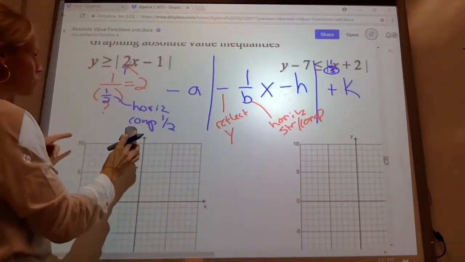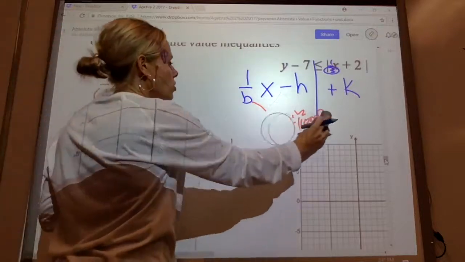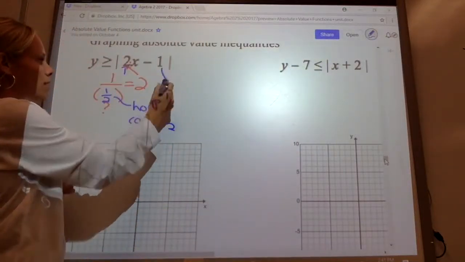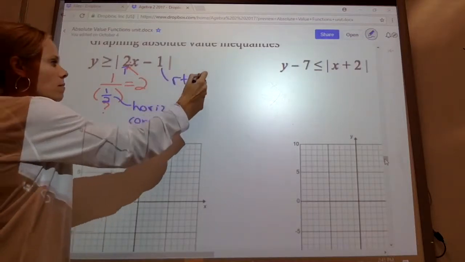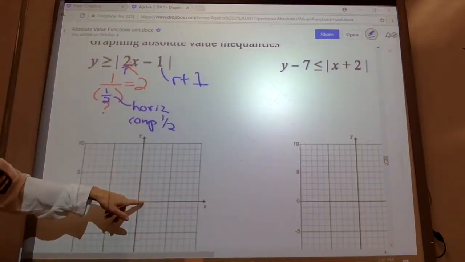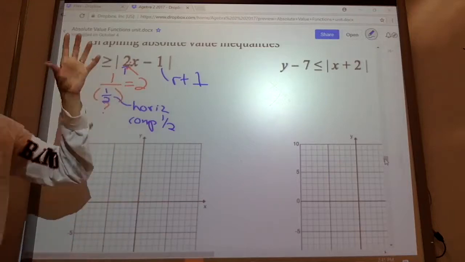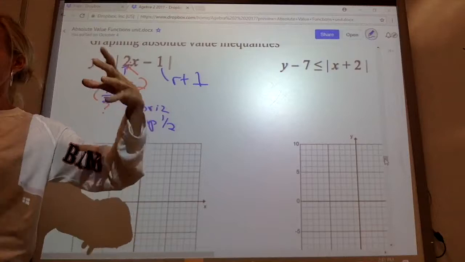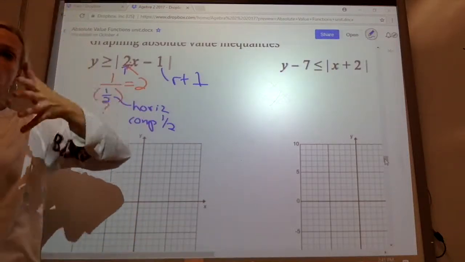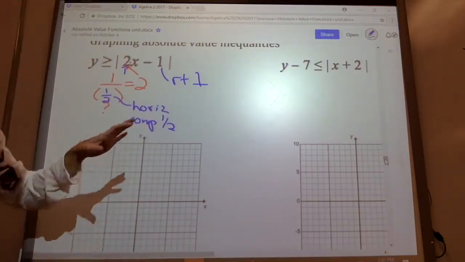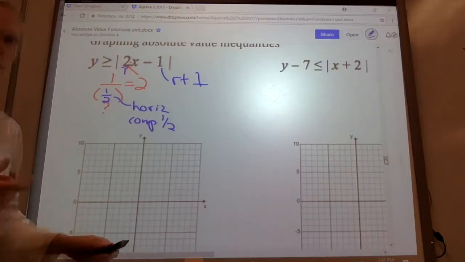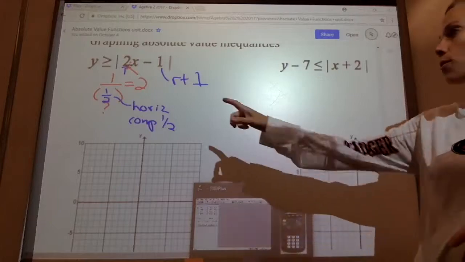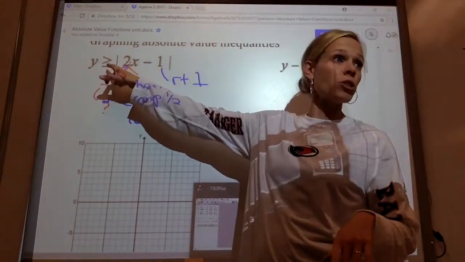So horizontal compressions, they do change your graph a little bit. You just can't assume that your vertex is right 1. Okay, your vertex just isn't going to be right 1 here because a horizontal stretch compression this way will change your vertex. Vertical stretches and compressions didn't, but horizontal will. So it's kind of hard to mental math graph these. You really do need a table to graph these ones. And I'm going to show you how your calculator will also shade for you.